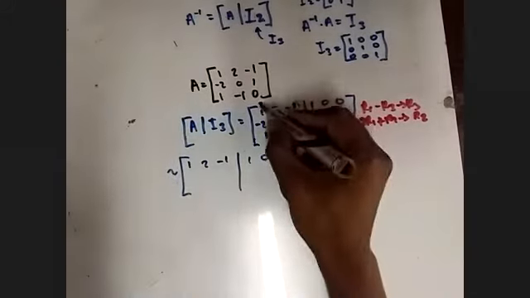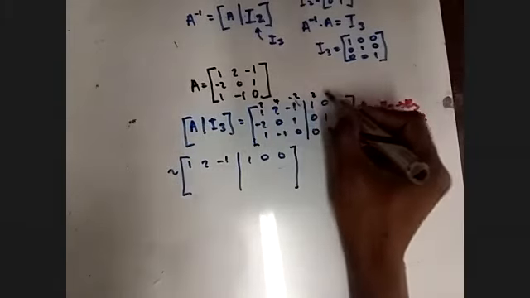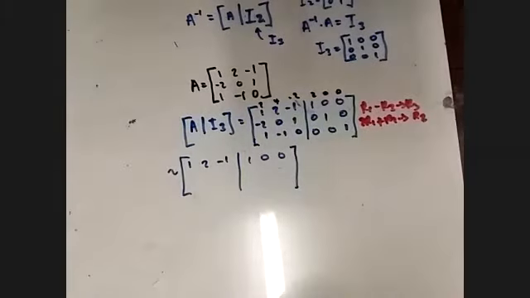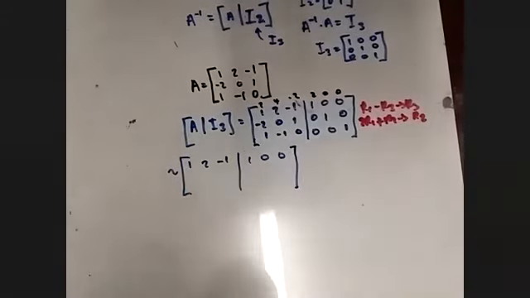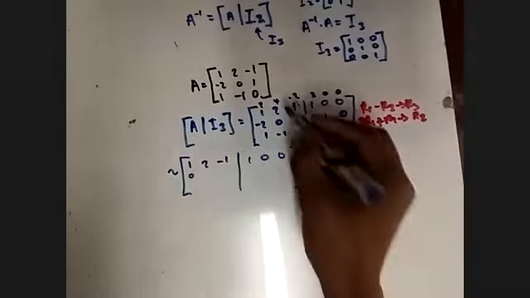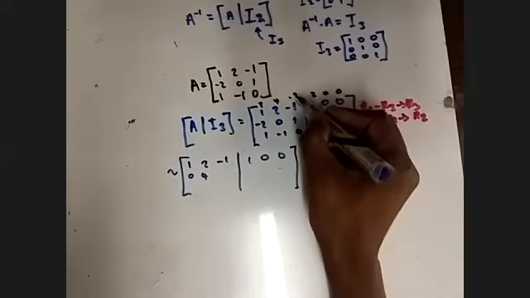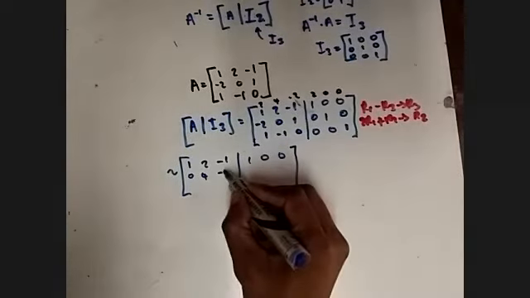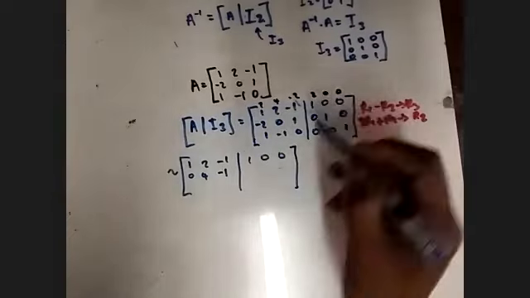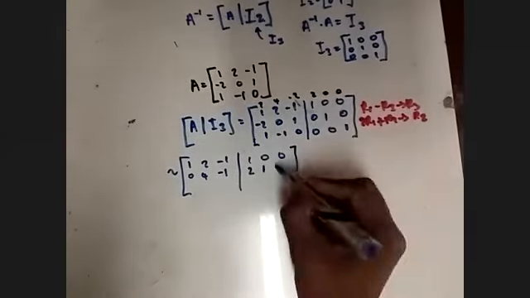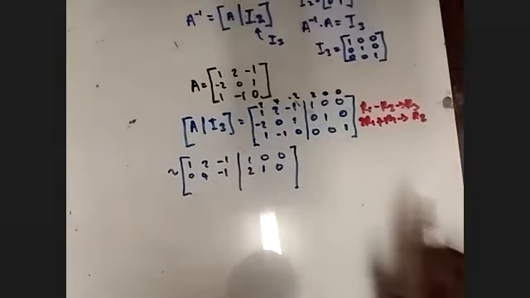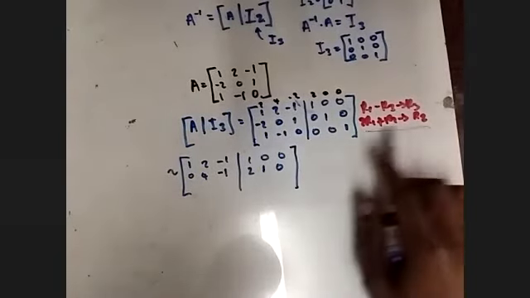2 times R1: this is 2, this is 4, this is -2, this is 2. Now I'm going to say this plus that, it gives me 0. 4 plus 0 is 4. -2 plus 1 is -1. And then 2 plus 0 is just 2. And then 0 plus 1 is 1. And then it's just 0. So we are done with this part where we found our R2.